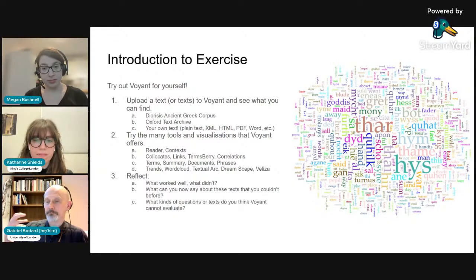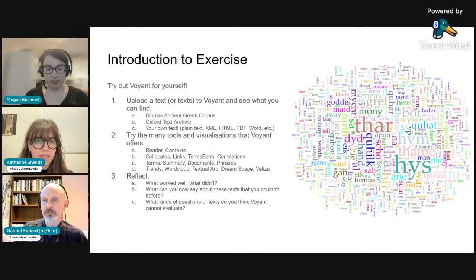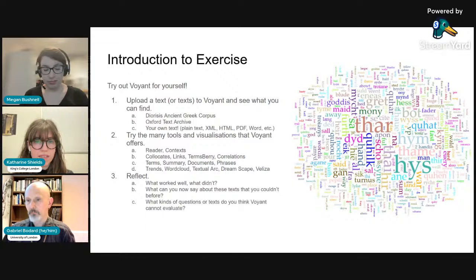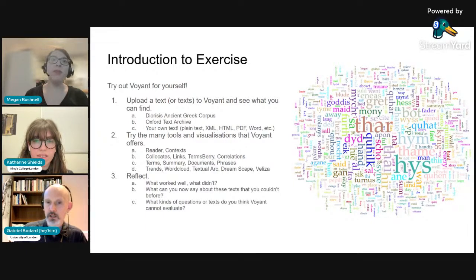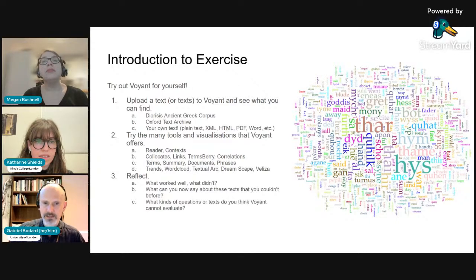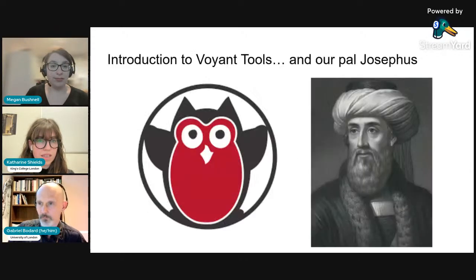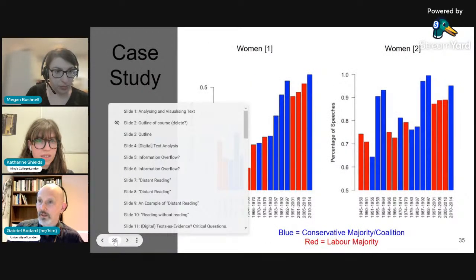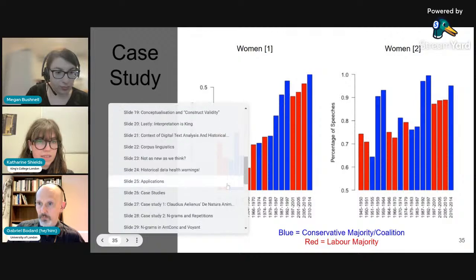If you use a source like Perseus or Gutenberg, you might have slightly less cleaning up to do. With Dionysus and Oxford Text Archive, you'll have a lot of cleaning up to do. We discussed all this a few weeks ago, but this is something you'll want to look at. If you go back to my slide, slide 27, Megan, just for an example.